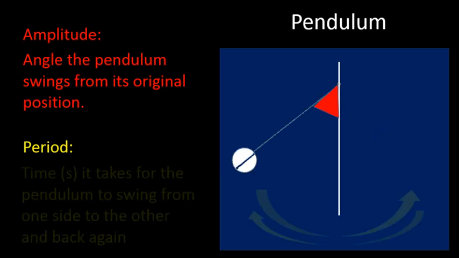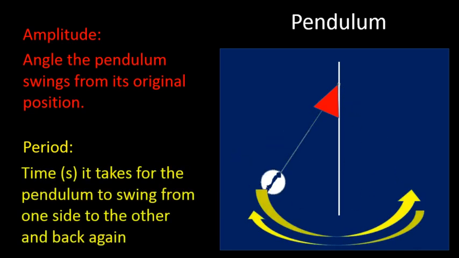And then there's the period, and the period is the time it takes for the pendulum to swing from one side to the other and then back again. So it starts at one side, swings to the opposite, and then returns to the start. And that would be the time it takes for one period.